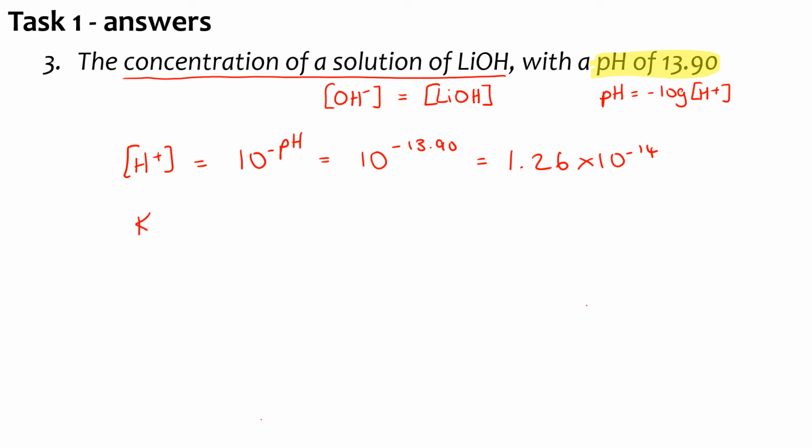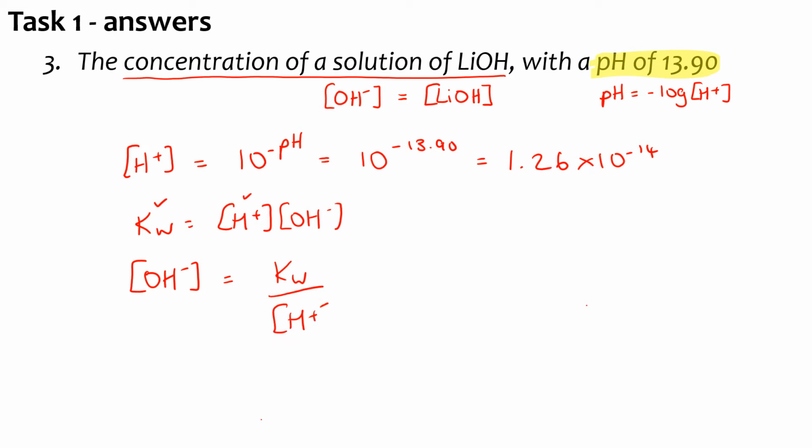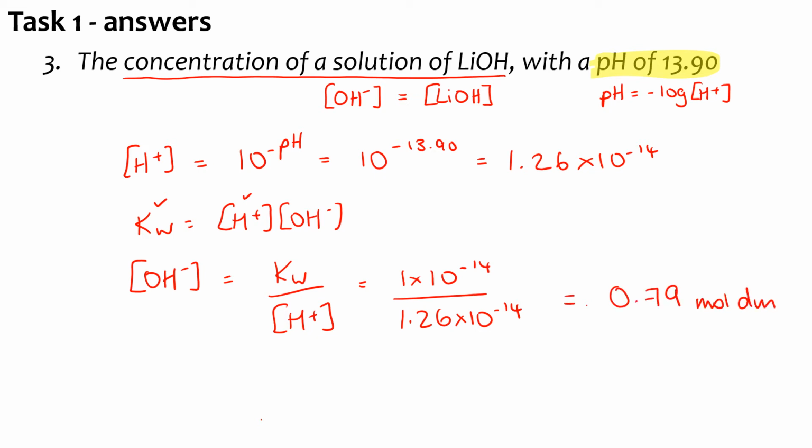Now looking at Kw, we know that Kw is H plus times OH minus. We've got H plus, we know Kw, so we can now rearrange to work out the concentration of OH minus. Kw divided by the concentration of H plus is 1 times 10 to the minus 14 divided by our value from earlier, 1.26 times 10 to the minus 14. And therefore we get an answer of 0.79 mole per decimeter cubed.